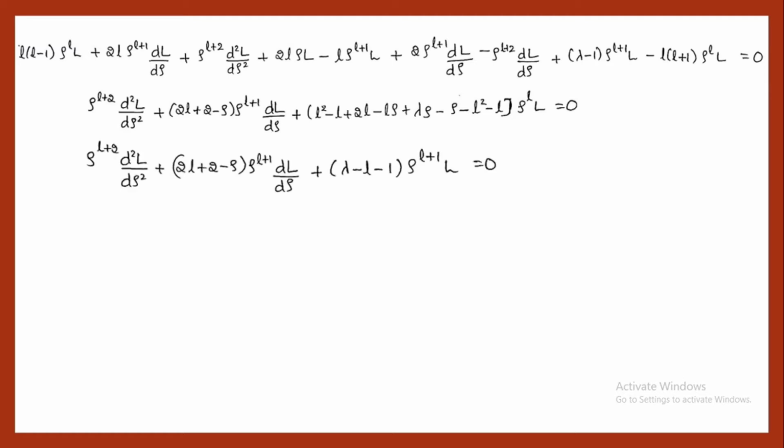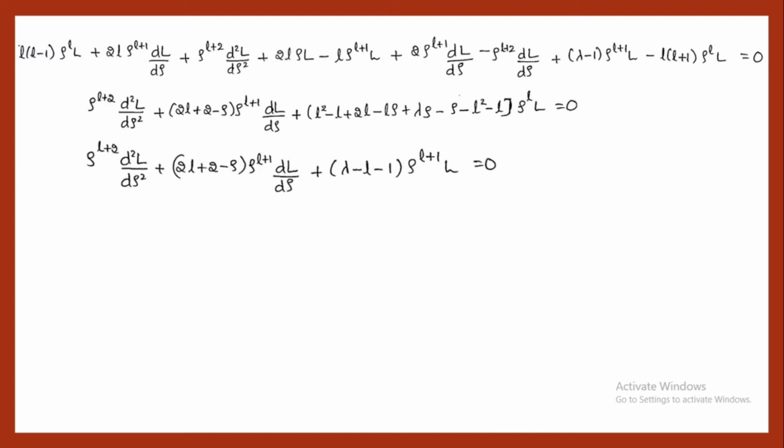So when you do that, we can observe some of the terms are going to get cancelled. Like L square minus L square will get cancelled, 2L minus L will get cancelled. And finally we are getting the simplified equation.